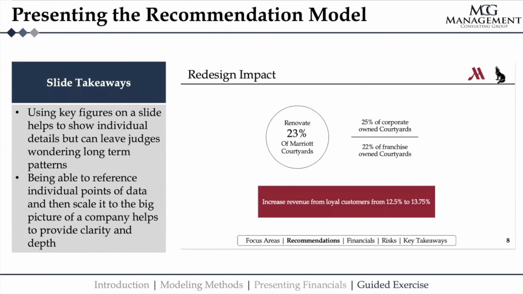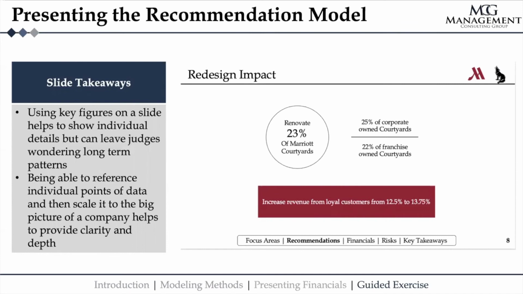So now getting into a slide that we actually presented associated with this recommendation. We made sure when we were presenting the actual impacts of the redesign initiative that we stuck to just key figures to help show the individual details to our judges, but also kind of leaving a little bit of sense of ambiguity in how we arrived at those numbers. We made sure we had all of the things in our appendix to back us up, but we wanted to just get those key impacts that were really relevant to show.